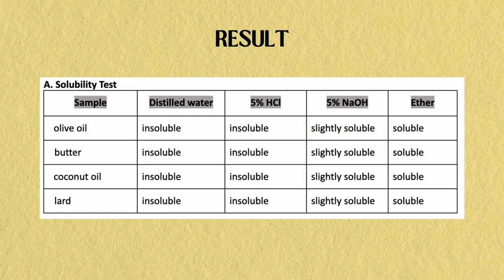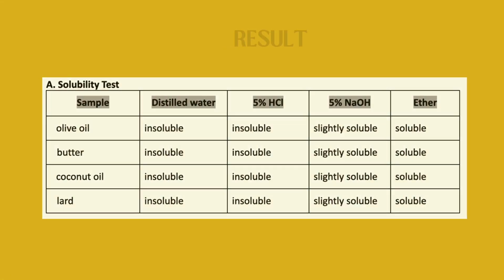So the test results for the lipid solubility test, we had 4 samples: olive oil, butter, coconut oil, and lard, all of which tested the same. For distilled water and 5% HCl, all 4 samples are insoluble. For 5% NaOH, all 4 samples are slightly soluble, and in ether, all 4 samples are soluble.